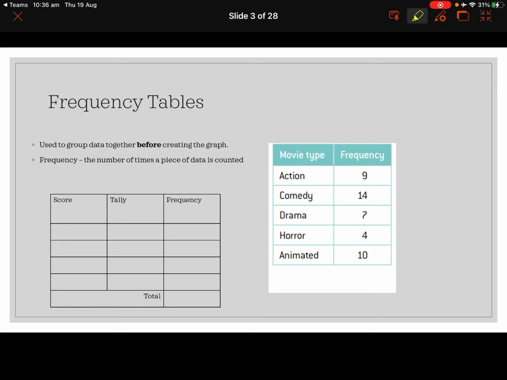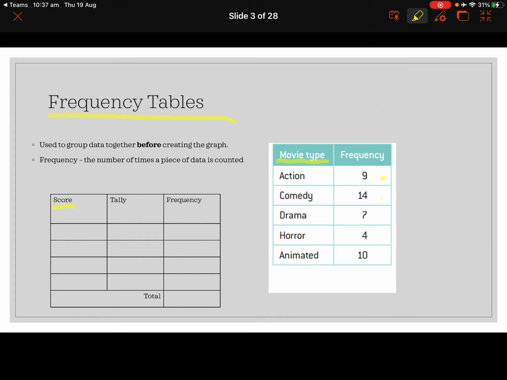Before we create a graph, we use frequency tables. The reason for this is that it groups all of your data together so that you know exactly what you'll be graphing. Hopefully these ring a bell. You can either have your score, or all your different options. For example, over to the right, your options here are movie types: action, comedy, drama, horror, animated. Potentially we've asked the whole Year 10 cohort, what's your favourite movie type? And we've got 9 people like action, 14 like comedy, 7 like drama, and so on. So this is a frequency table.